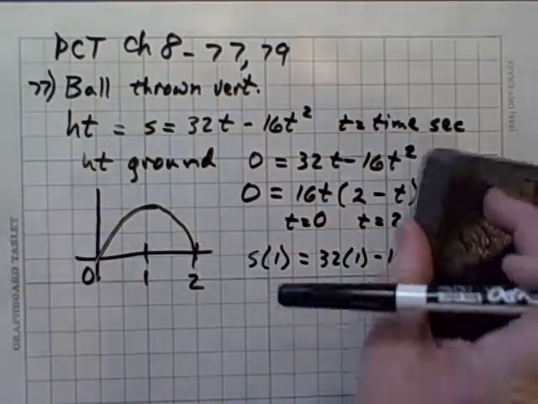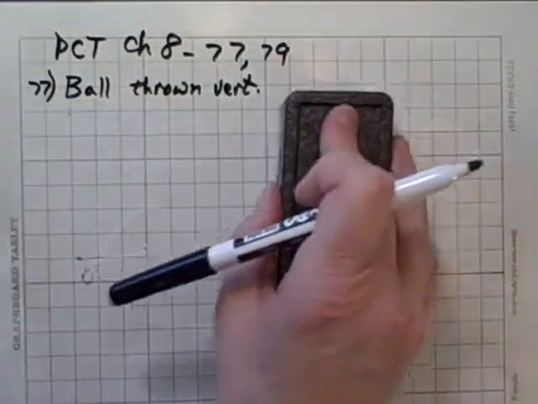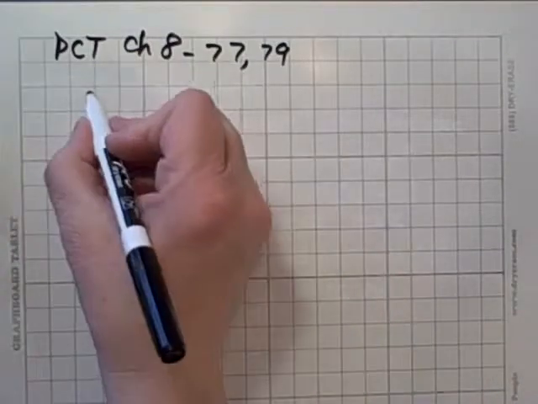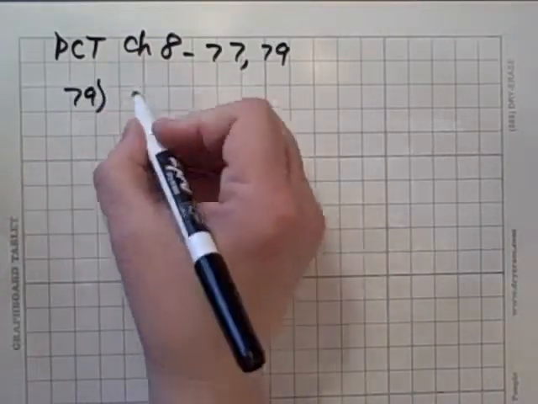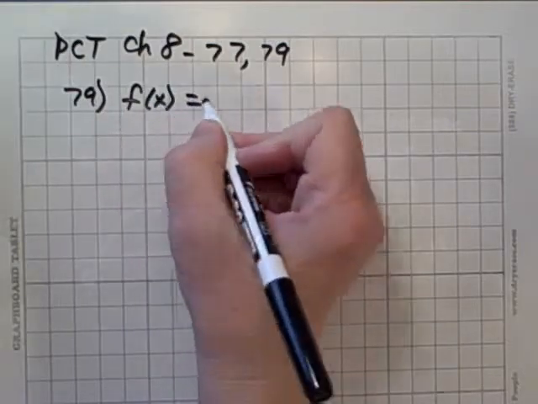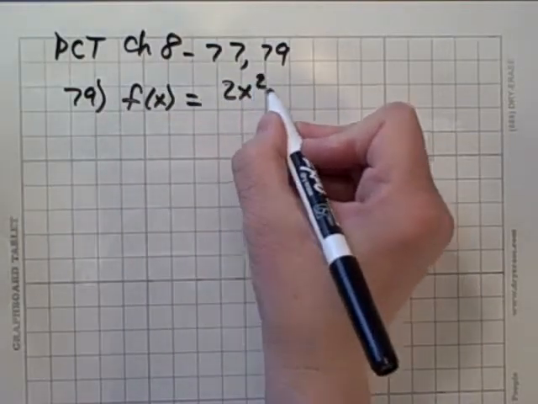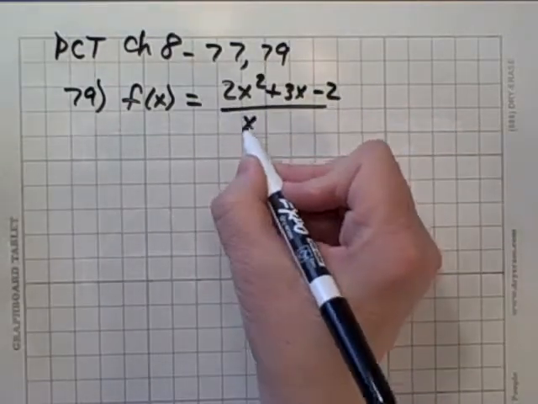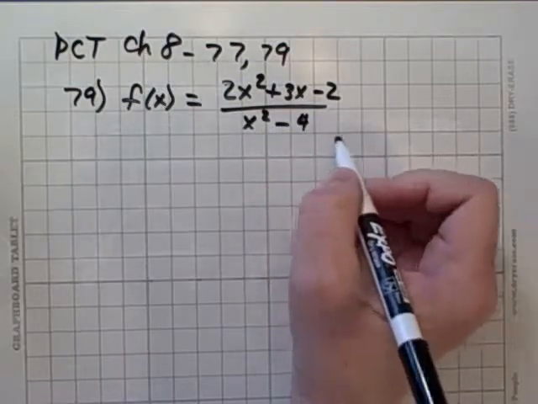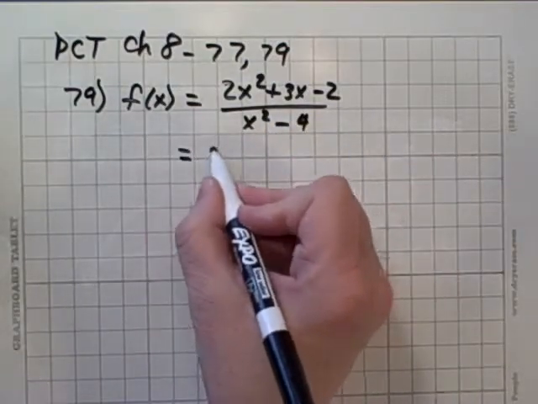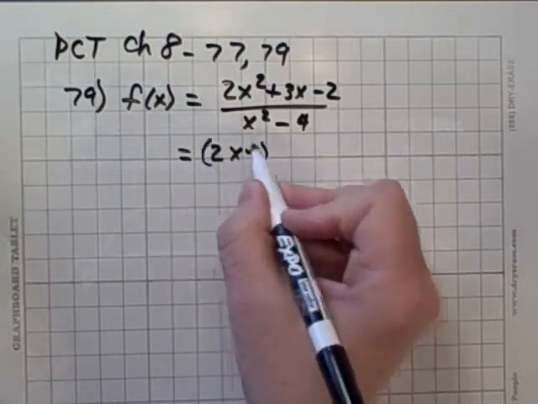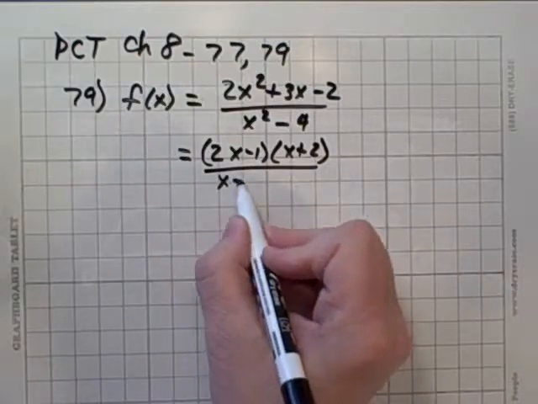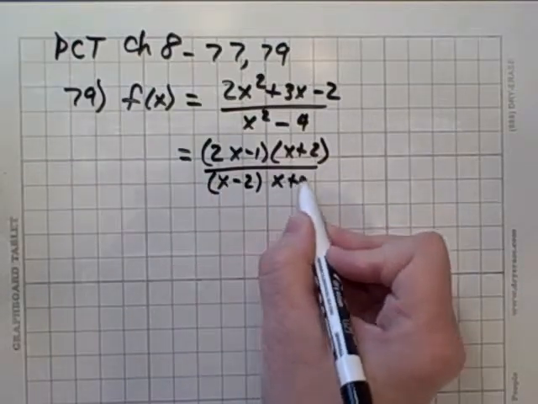We also want to do 79 on this recording. Number 79 is a rational function. It's given to us as 2x squared plus 3x minus 2 divided by x squared plus 4x minus 4. And it makes sense to factor it right away. It factors into 2x minus 1 and x plus 2. The denominator factors as x minus 2, x plus 2.